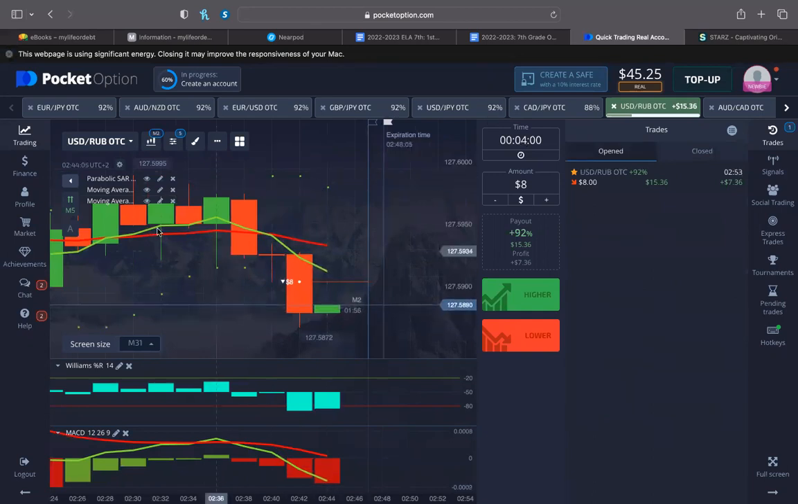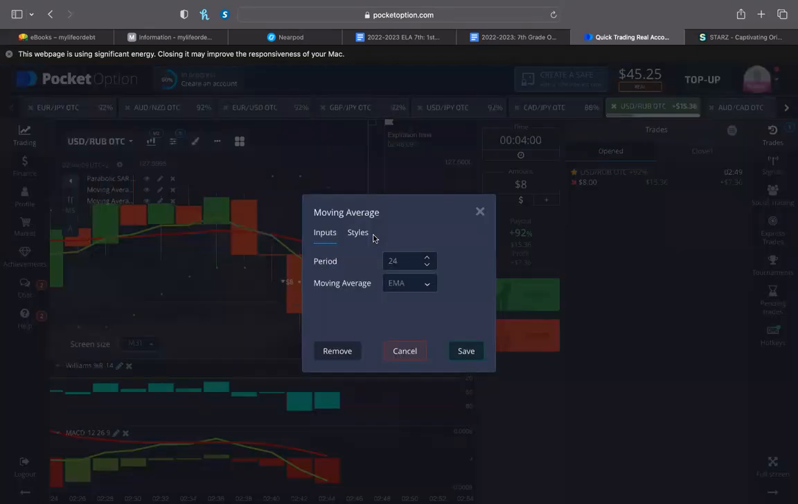Next, I have two EMAs. The first one is a period of 24, and the style on it is red. I like to make them 3 to 5 because I like my lines big and thick so that I can see them. But again, the input is a 24 period and it's EMA. I always use EMA. I never use SMA.